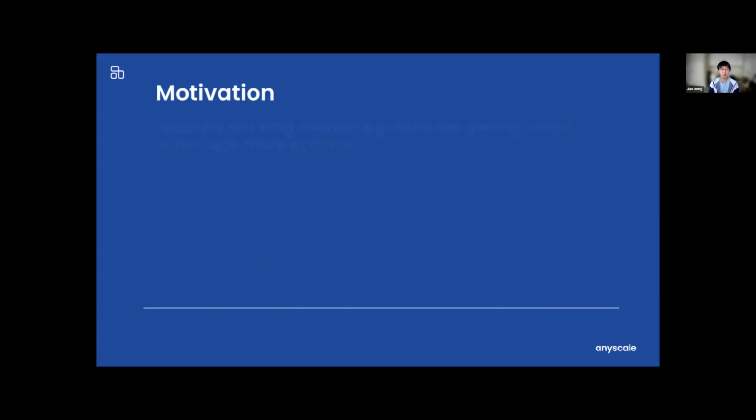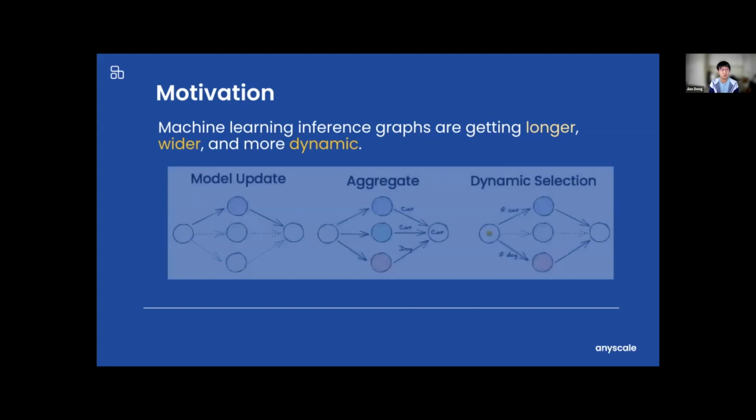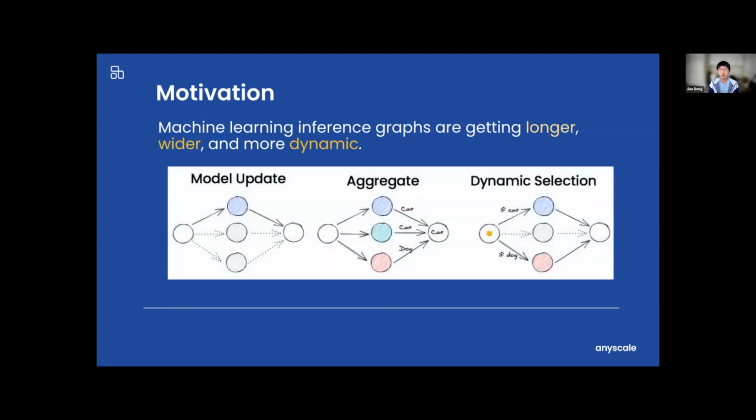Okay, so let's get started with motivation. Machine learning inference graphs are getting longer, wider, and more dynamic. This is an important pattern and trend we noticed by talking with users and learning from the industry. By saying longer, as Edward previously showed, you often have multiple models form a natural chain of actions for the final prediction, and they have a strict dependency. The more models you have, the longer the chain would be. That's what I mean by longer.